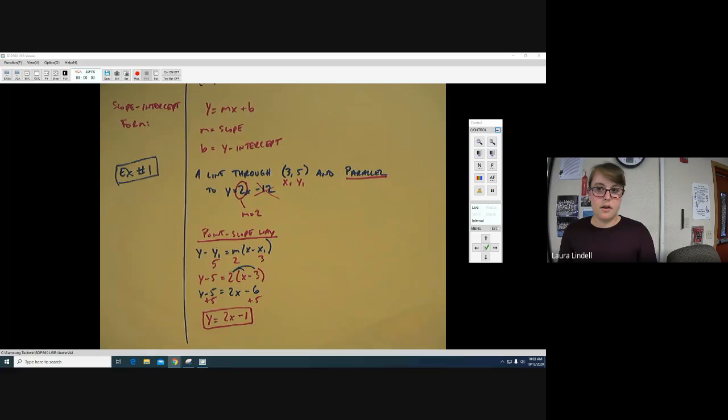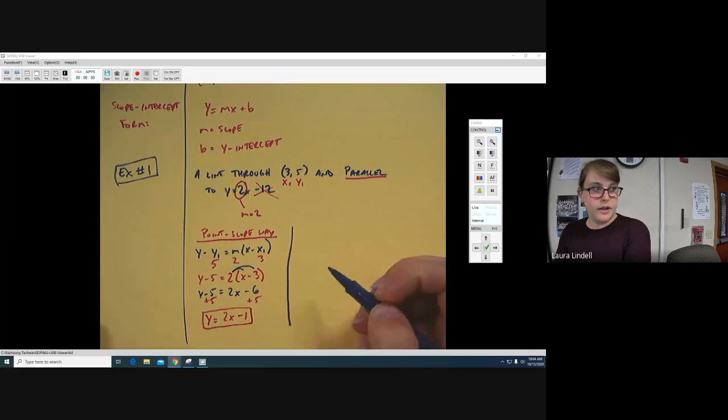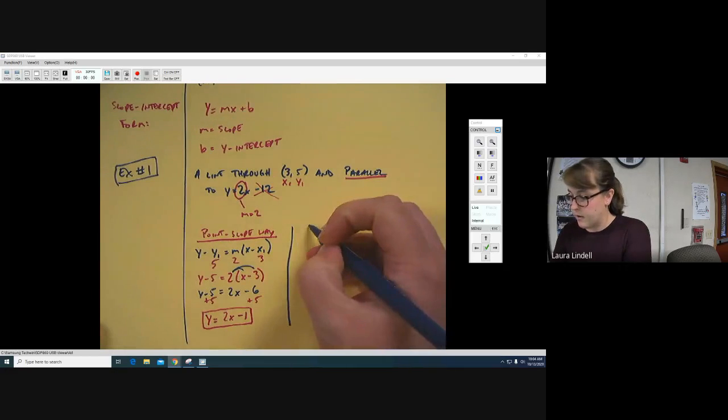Okay. So that is the point slope way of doing things. You take your point, you take your slope, you plug them in, and then you simplify it by solving for y. Okay, so that's one way to do it. The other way to do it is the slope-intercept way.